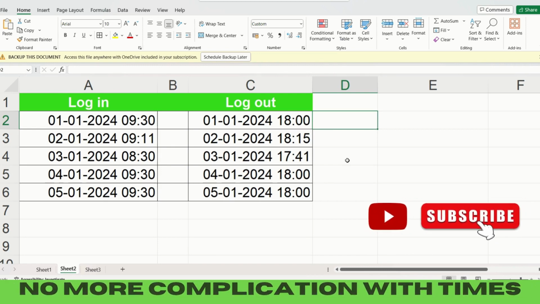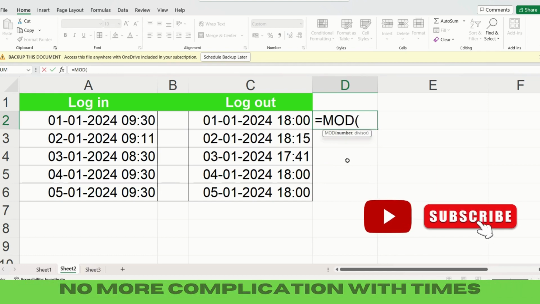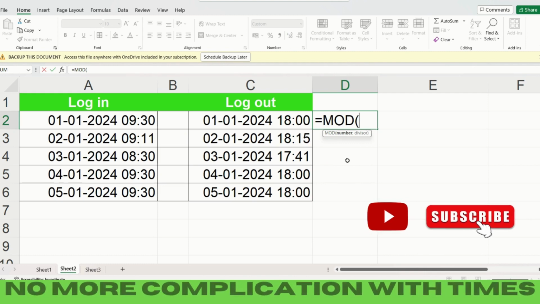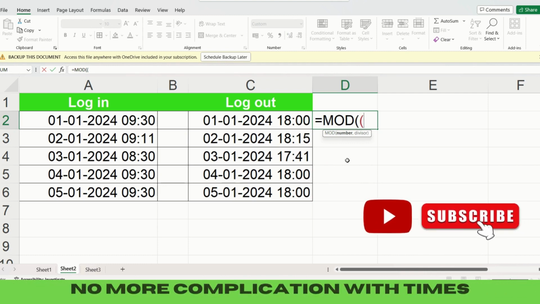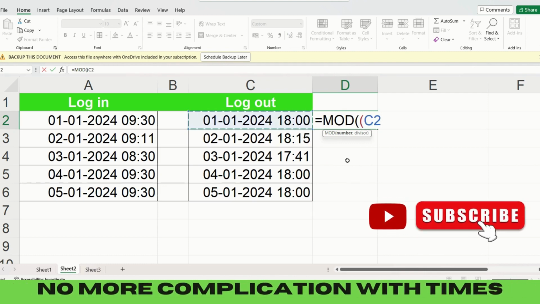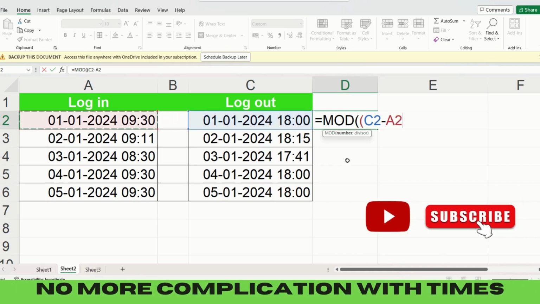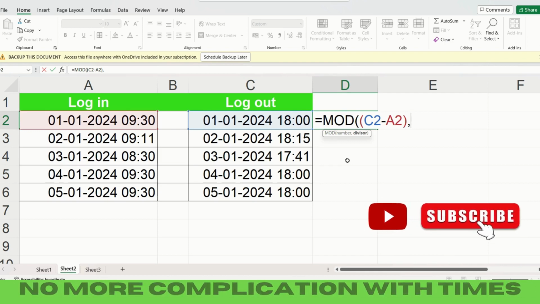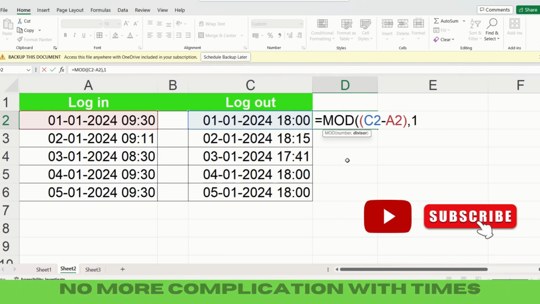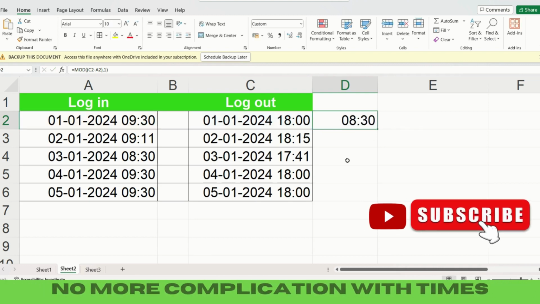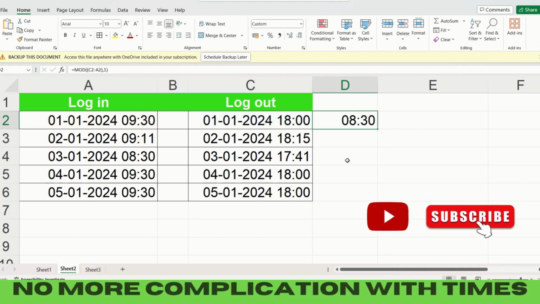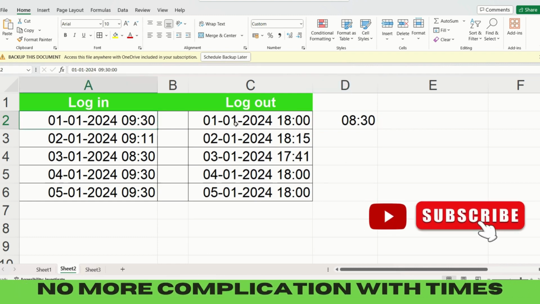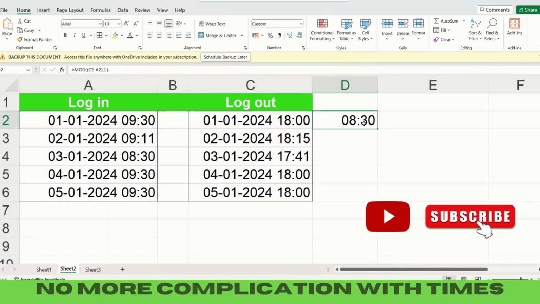For that we will use the MOD function. For the first parameter, number, we will start one or more parentheses, and we will take this logout time minus this login time. We will close the parentheses, and for the divisor we will put 1, and we got 8 hours and 30 minutes. That's correct. 9:30 in the morning to 6 in the evening, so 8:30.